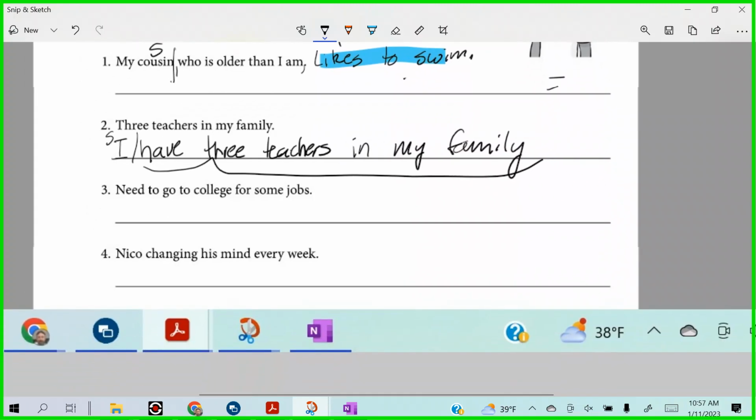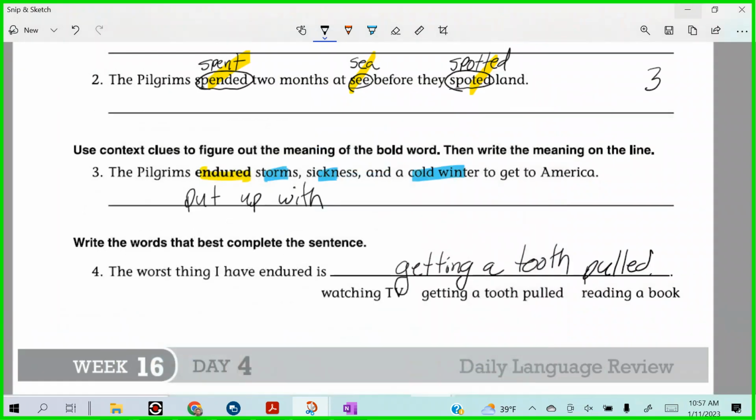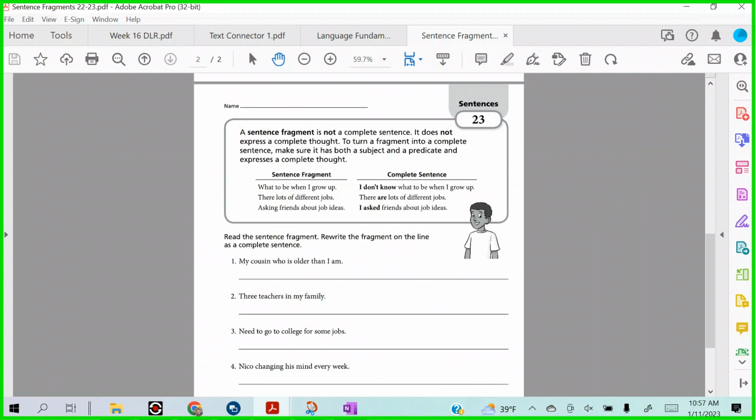All right, I want you guys to work on the rest of those. I'm going to give you about 10 minutes to work on it. Whatever you don't get, you work at home. That's sentence fragments 22 and 23.